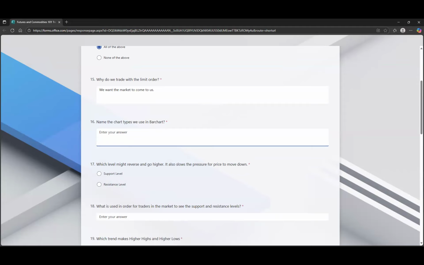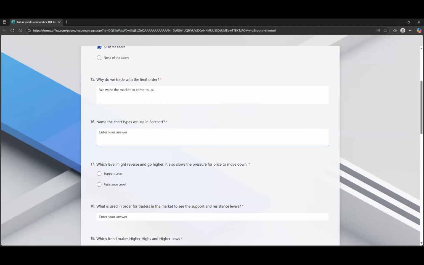Can you repeat the question, please? Why do we trade with limit orders? I would say the reason we have limit orders is because we want to bring the market to us rather than go with what the market is at present. Outstanding. Love it.